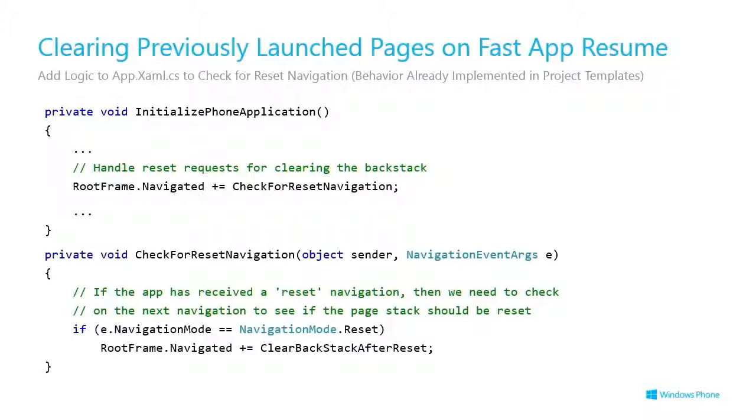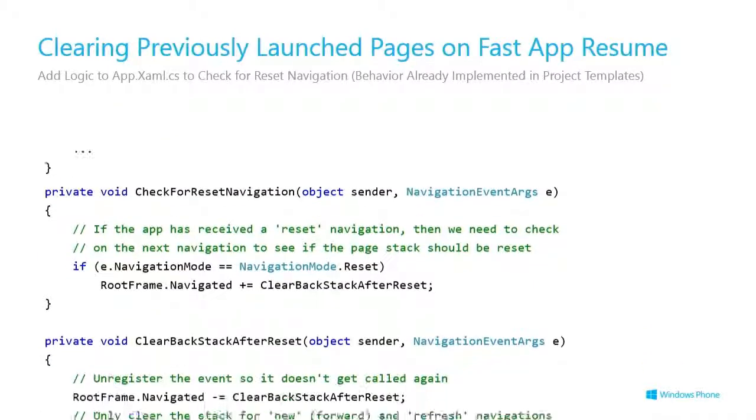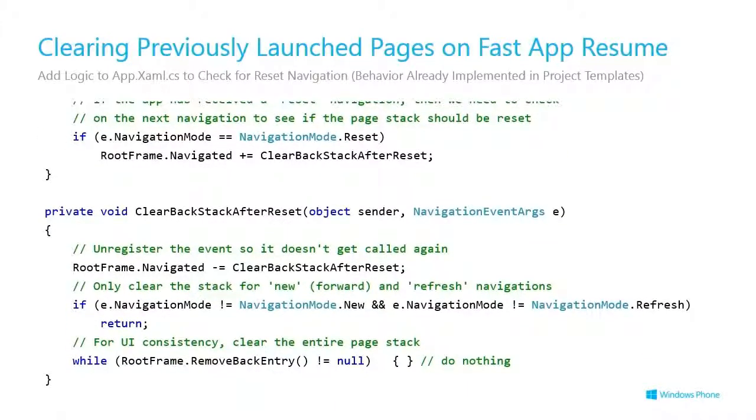It hooks the RootFrame.Navigated event in your startup logic, and the event handler for that is called CheckForResetNavigation, and you can see it there, looking for a Reset navigation mode. So we're saying, okay, are we doing a reset navigation? It then temporarily hooks the RootFrame.Navigated event to another event handler called ClearBackStackAfterReset, and the clue's in the name. So what this does, when we go forward, here we go, ClearBackStackAfterReset undoes that RootFrame.Navigated hookup again.